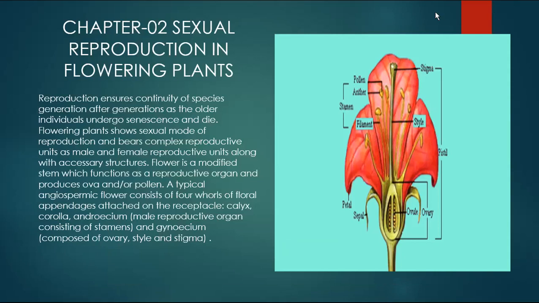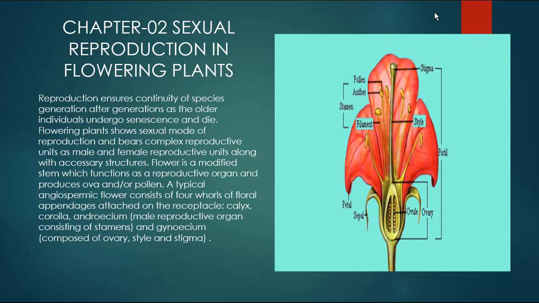See topic sexual reproduction in flowering plants. Flower, it is a reproductive part of a plant. Male reproductive part is stamen. Female reproductive part is carpel. Stamen consists of two parts, filament and anther.